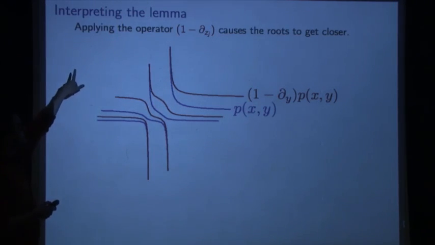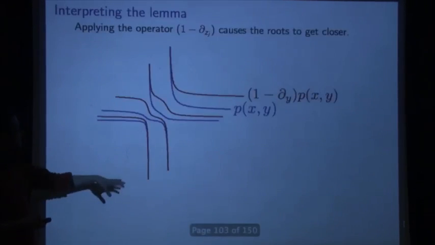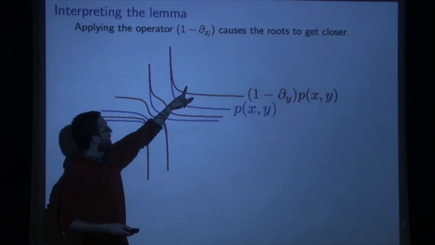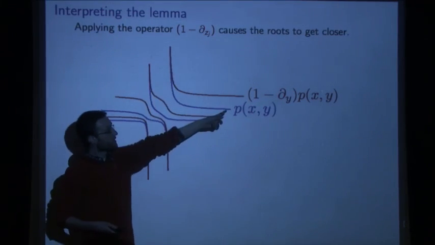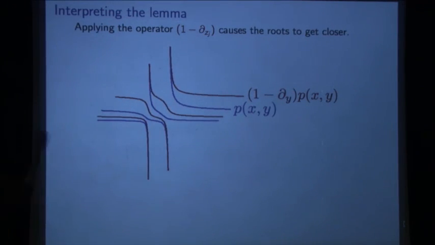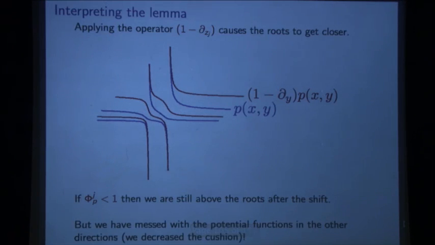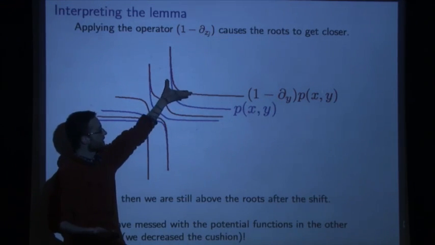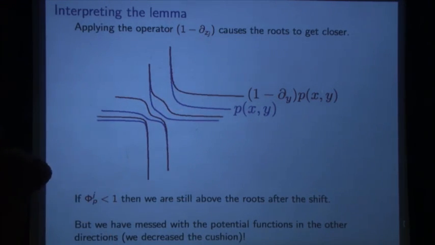And what this previous lemma says is that if you have enough cushion in the beginning, when this lobe encroaches on you, you're still on the right side of the lobe. So if phi pj is less than 1, then we're still above the roots after the shift. The problem is that we've now screwed up the potential function, right? We're trying to measure how much cushion we have, and now if I just allow this thing to encroach, I have no idea what my new potential function is.